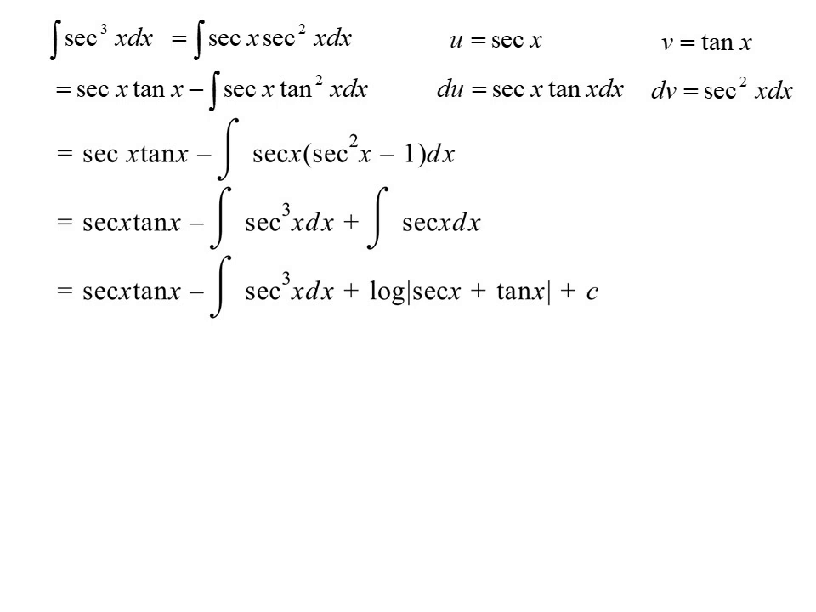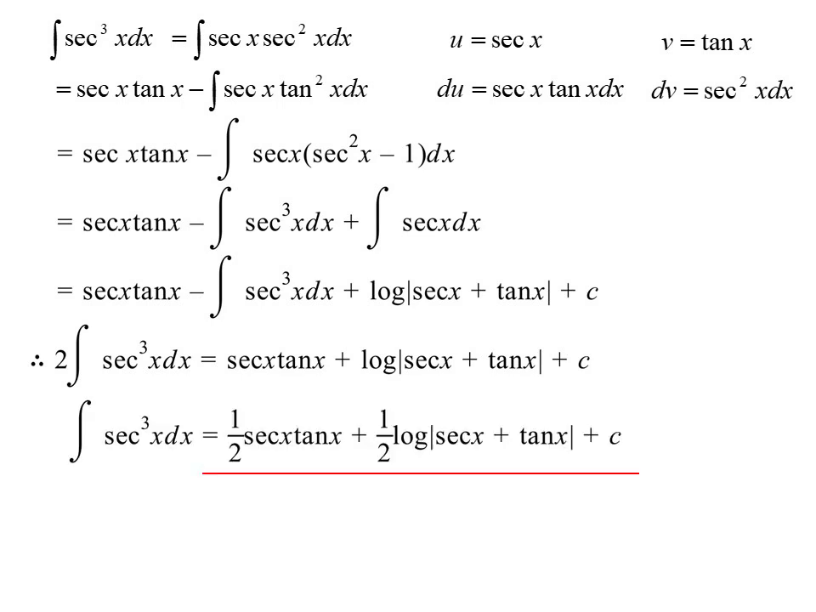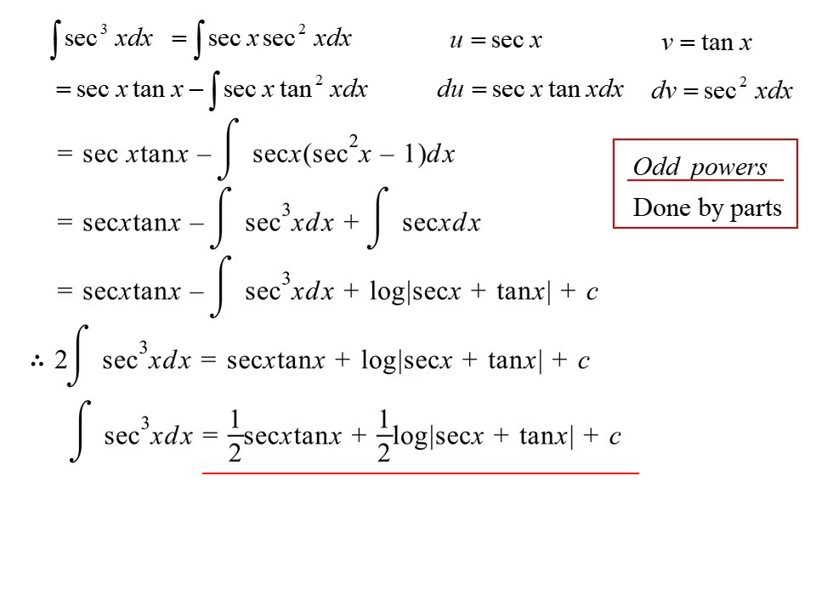So I now see it as an equation. I'll move that to the left hand side. 2 times the integral of sec cubed, therefore divide everything by 2. We get a half of sec tan x plus a half log of sec plus tan. So odd powers, we're going to have to do it by parts, like that idea, split it up into 2.